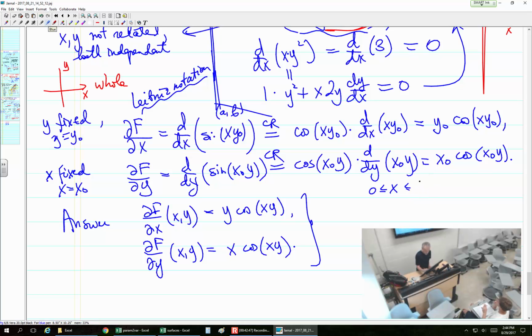Zero and 1. How about this? Okay. Okay, x and y between 0 and 1. Okay, so can we figure out anything from this formula about the behavior of the function?